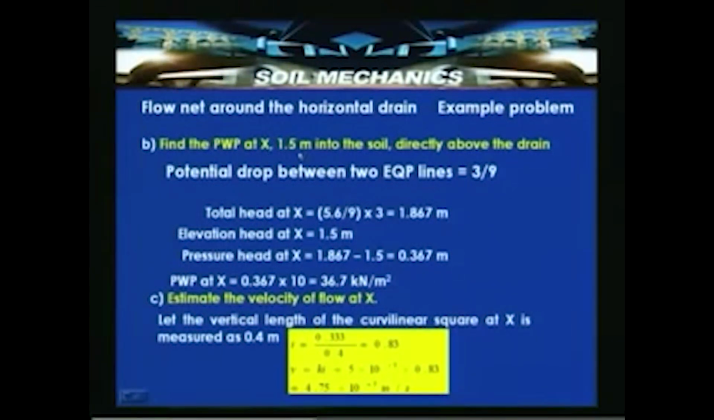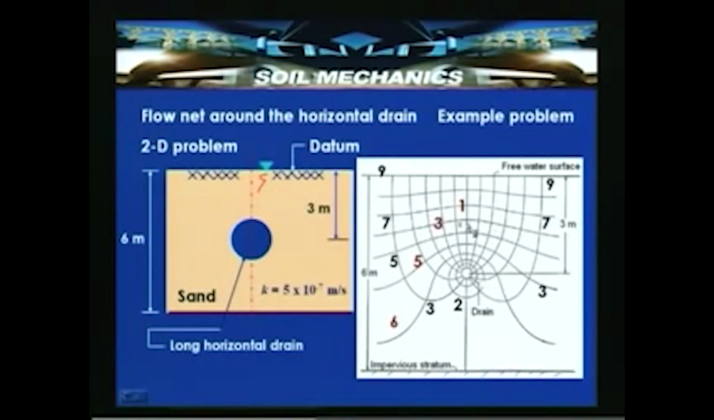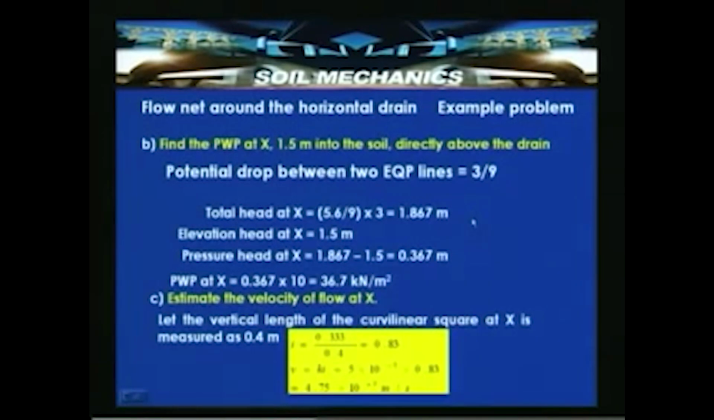So, by using this concept of flow net construction, simple problems like the drain problem which we considered can be treated as a two-dimensional problem and solved. Now, flow net around the horizontal drain, the same problem which we continue now. Find the pore water pressure at x, 1.5 meter into the soil directly above the drain. That means if you go to the previous slide, this is x, which is 1.5 meter below the ground surface and directly above the center of the drain. So, there we are required to determine the pore water pressure.